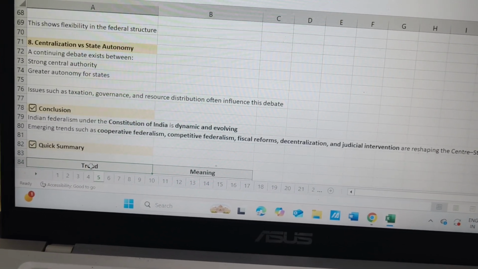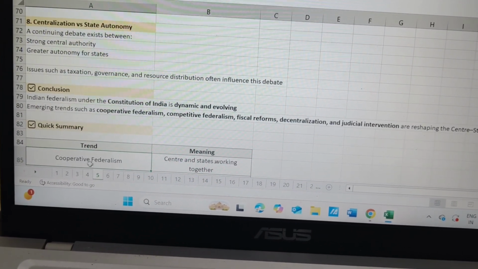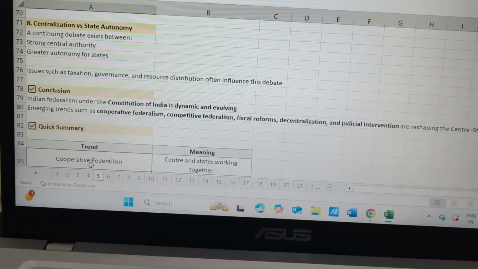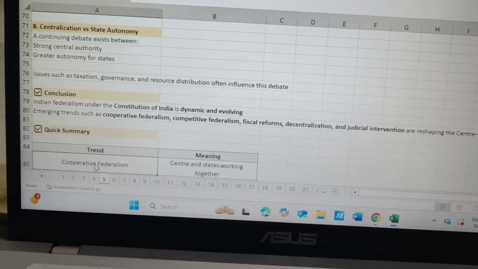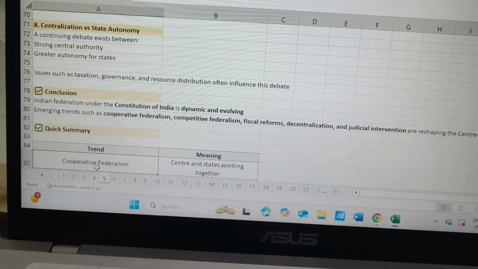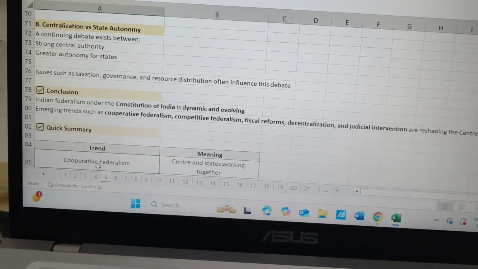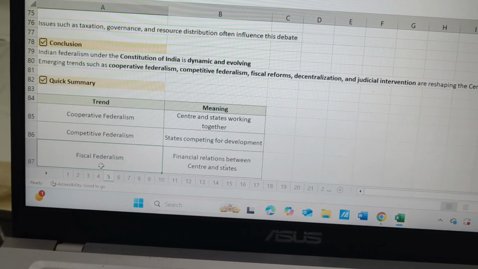Now let us talk about centralization versus state autonomy. A continuing debate exists between strong central authority and greater autonomy for states. Issues such as taxation, governance, and resource distribution often influence this debate.